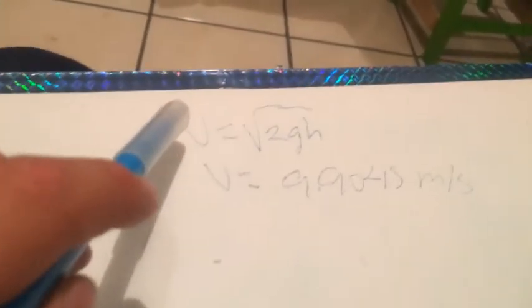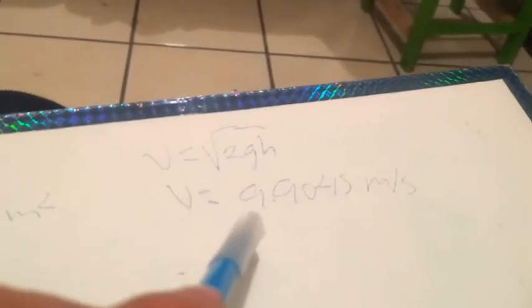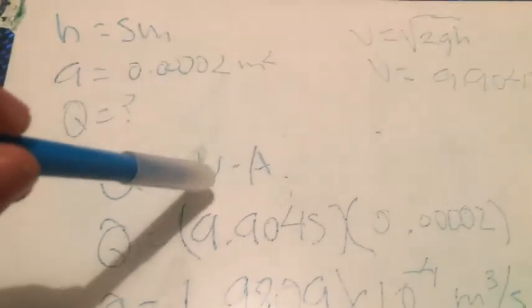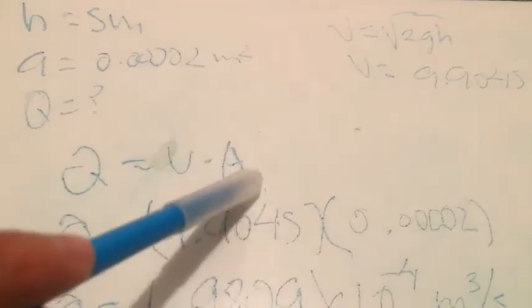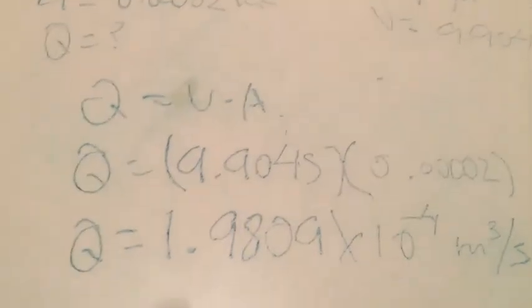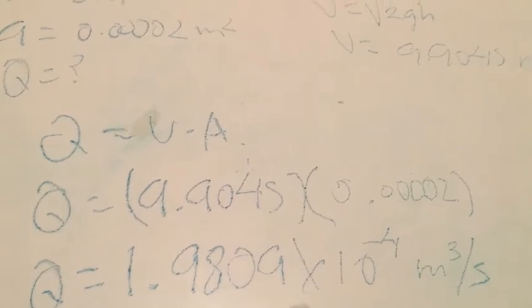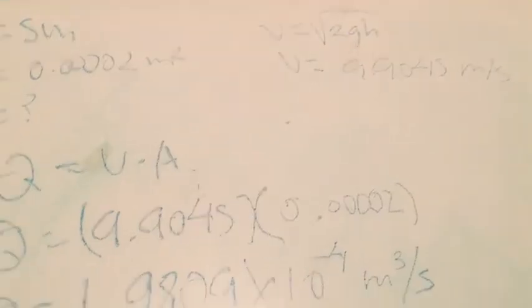The quantity of flow is going to be equal to velocity times area. But we don't have velocity, so we have to search for it. Velocity is going to be equal to root of 2 times gravity times height. It's going to be 9.9045 meters over second. Then, with this formula, now we substitute velocity and area, and the result is going to be 1.9809 times 10 to the minus 4 meters cubic over second.